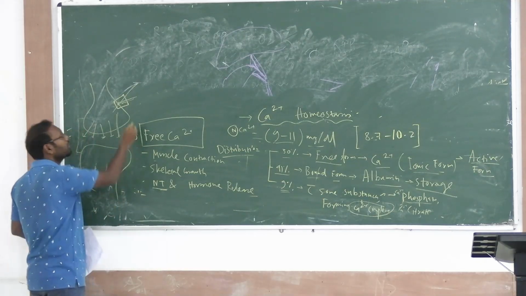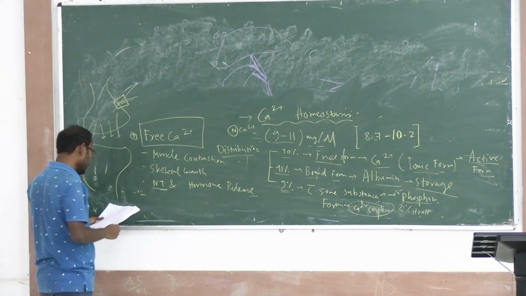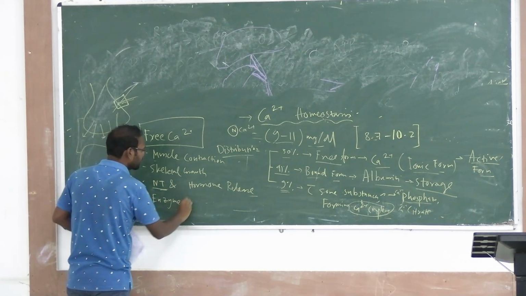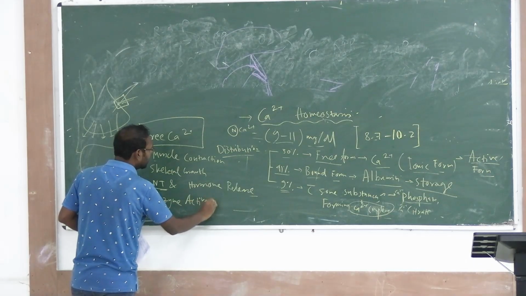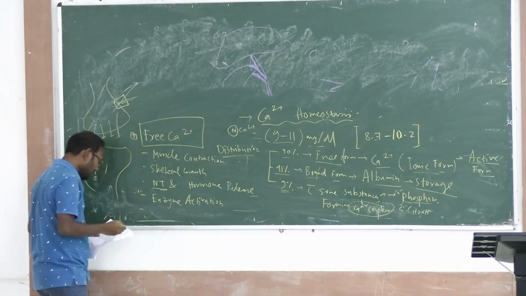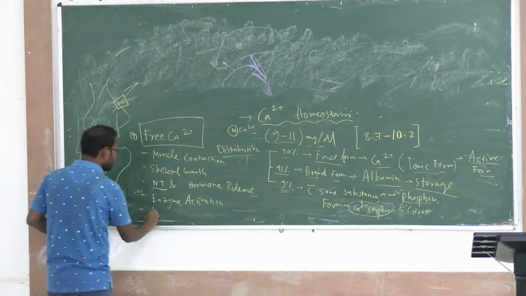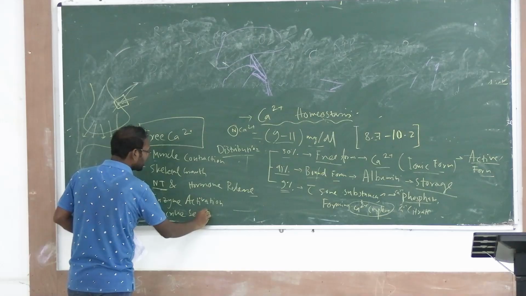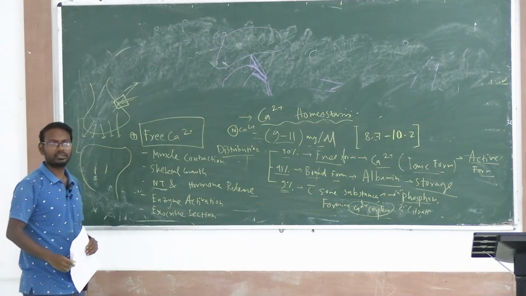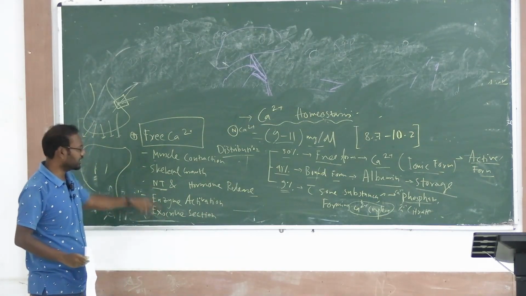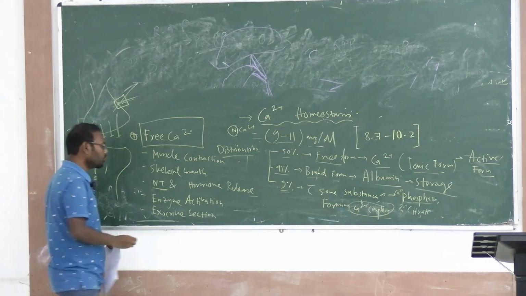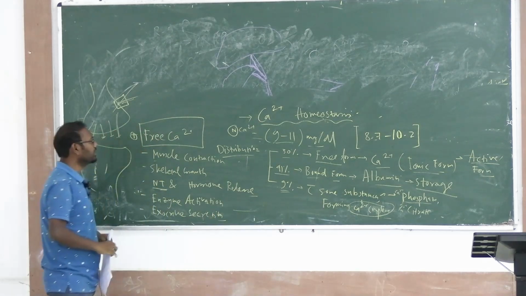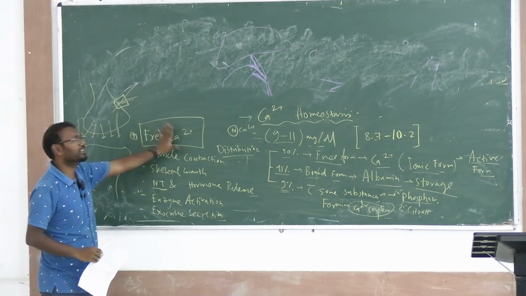This is free calcium, and because it is free, it can come here. Next, write enzyme activation. Calcium also activates a lot of enzymes. And finally, exocrine secretion. Sir has taught you about the exocrine pancreas, right? There you will see calcium comes in many places, okay. So exocrine secretion. In these 5 cases we can see the major effect of free calcium in our body.